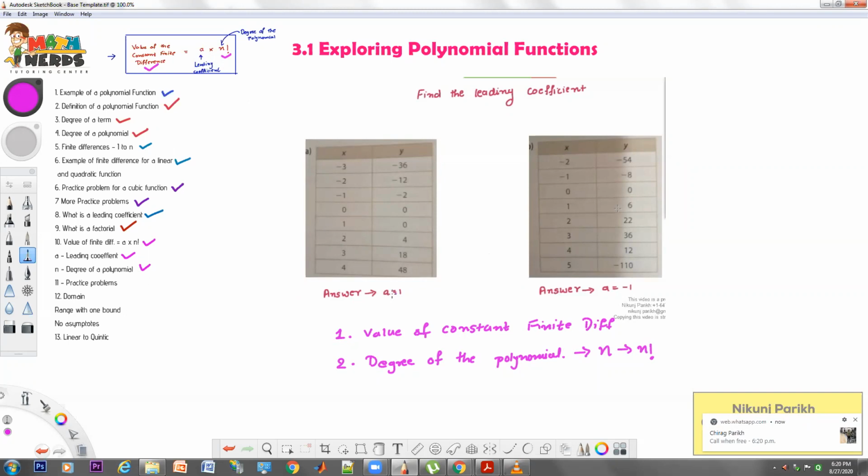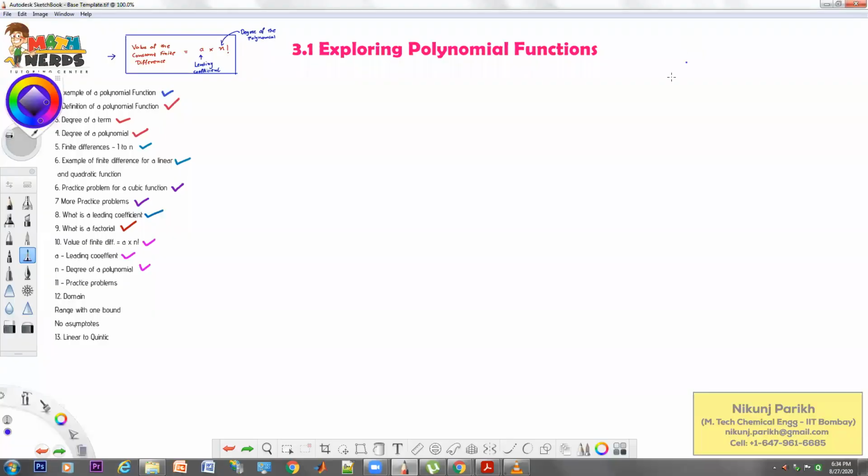In fact, I have given the answer here. For the first one, the answer is 1. And for the second one, the answer is -1. And these problems have been picked up from McGraw-Hill. So if you are going to use McGraw-Hill, you may find more practice problems there in that book. So we finished this one.